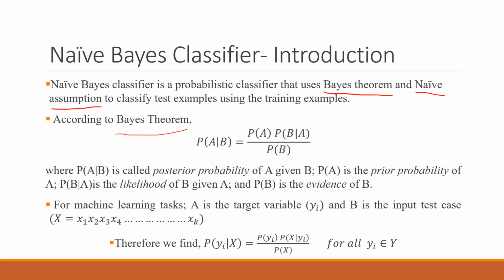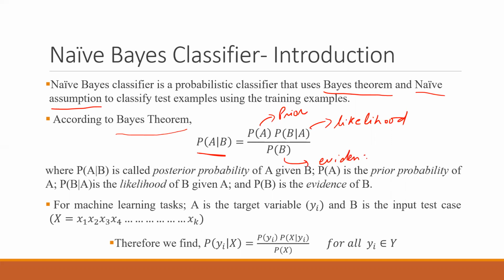You must be knowing this already, but I will still revise. P of A given B is equal to P of A into P of B given A upon P of B, right? Here P of A given B is called the posterior probability, and P of A is called the prior probability. P of B given A is my likelihood. So prior probability multiplied by likelihood divided by evidence. This is my evidence.